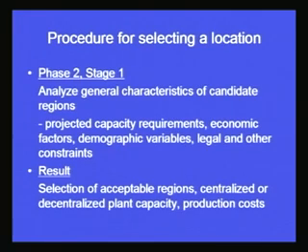Procedure for selecting a location. Phase 2, stage 1. Now this is phase 2 of stage 1. Initially we have seen phase 1 of stage 1. Analyze general characteristics of candidate regions.